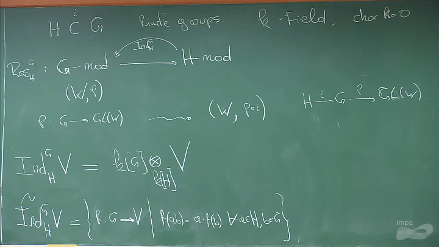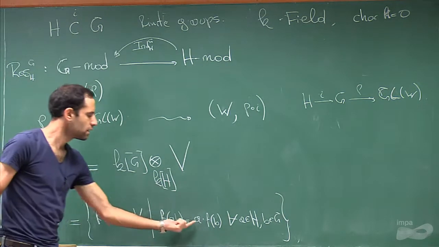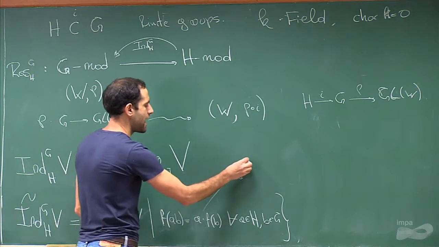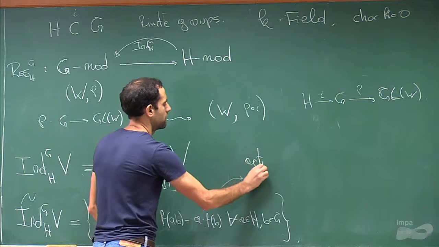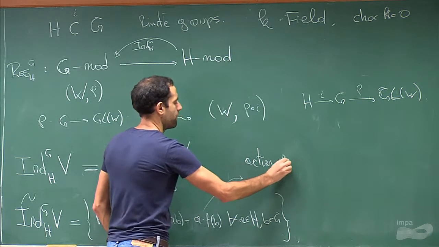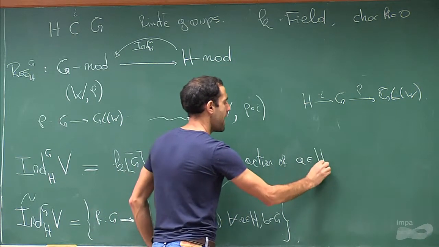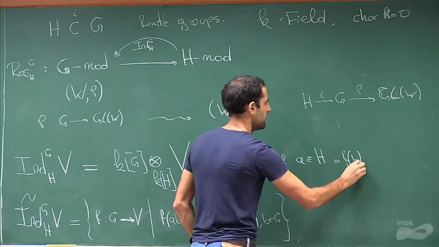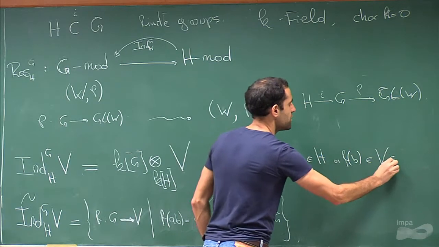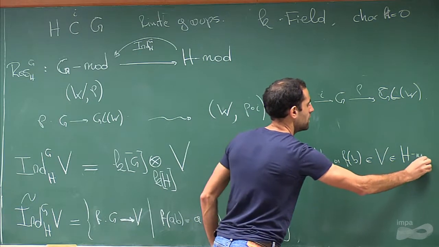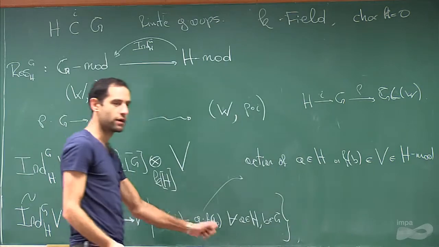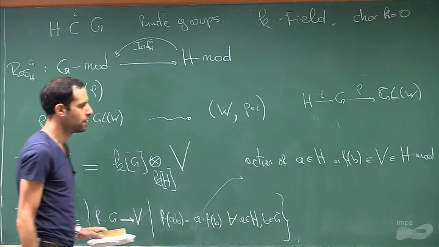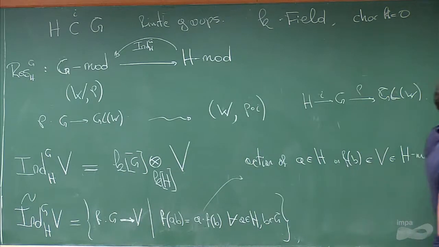Right, so for our functions, in this symbol here we're using the action of A, which is an element in H, on F of B, which is an element in V, which is an H-module. Therefore, A acting on F of B makes sense. Okay, so let's start analyzing the second induction.